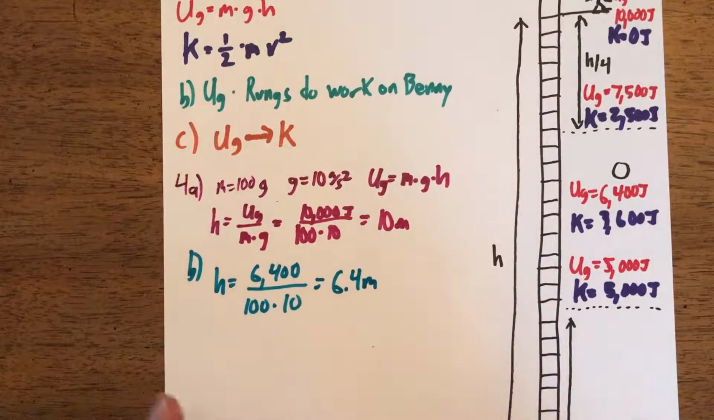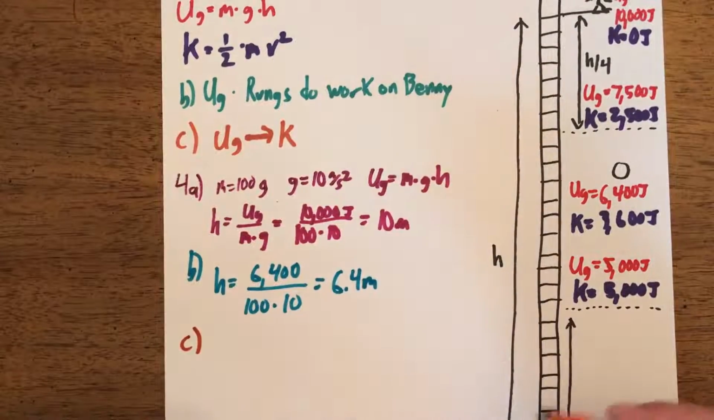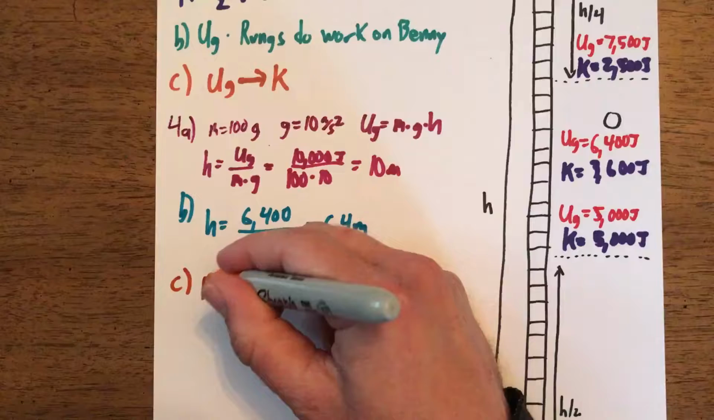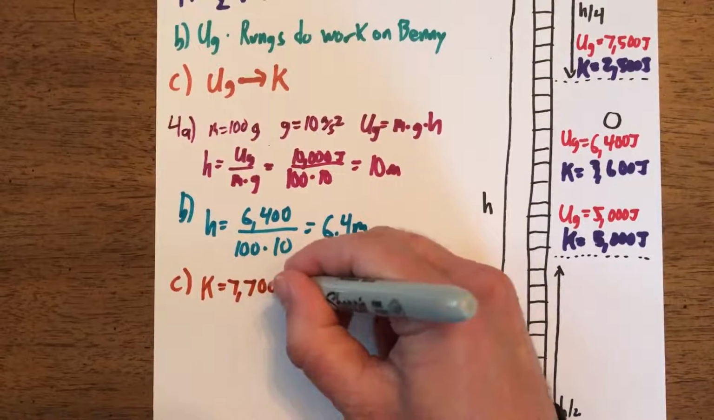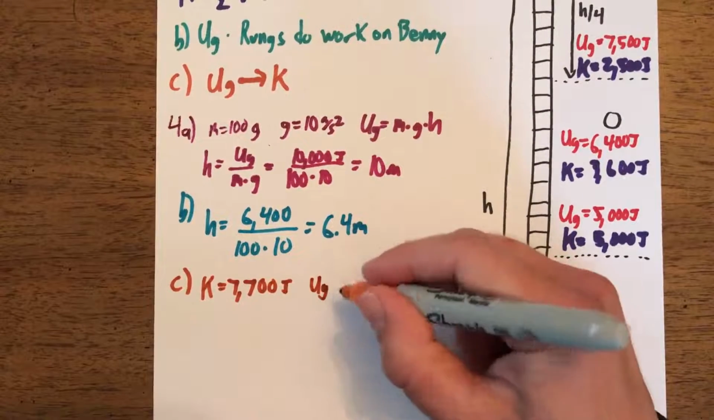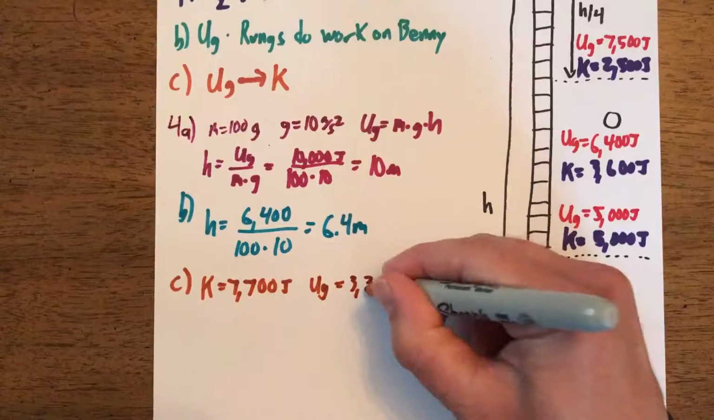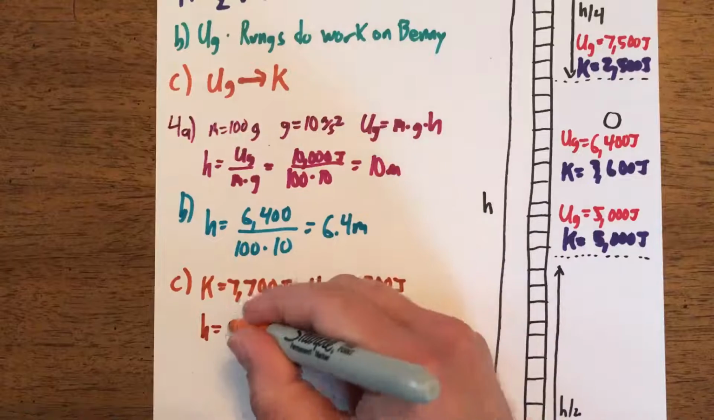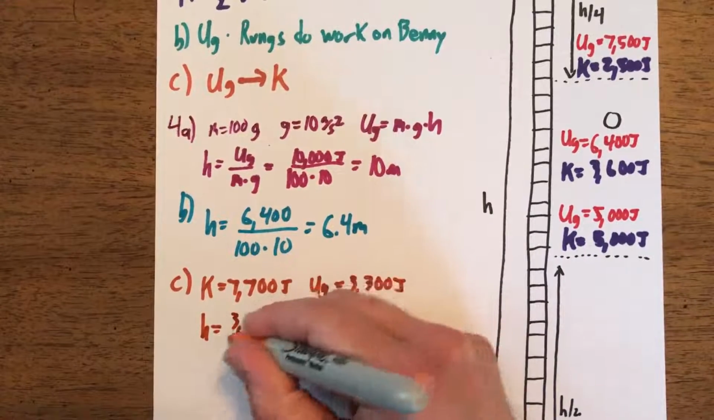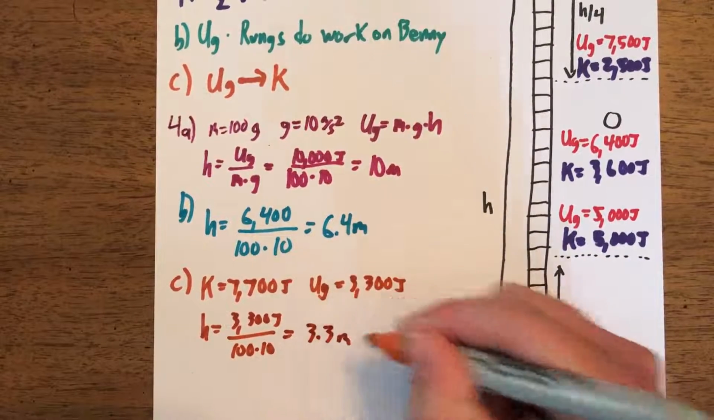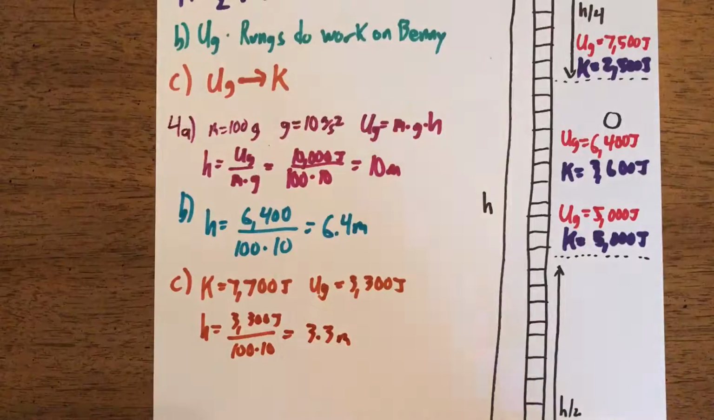Then for part C, they throw just a little bit more of a wrench into it, and they say, well, what is his height when his kinetic energy is 7,700? So remember that we have to have a total of 10,000 joules of energy. So his gravitational potential energy at that point would be 3,300 joules to get us to a total of 10,000. And then we plug it in there. Height would be our gravitational potential energy divided by his mass divided by acceleration due to gravity, and you'd get 3.3 meters for that part.